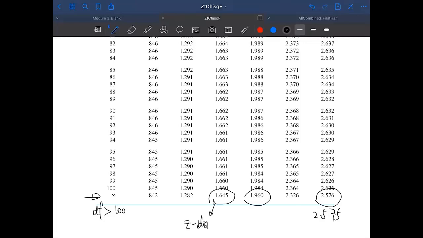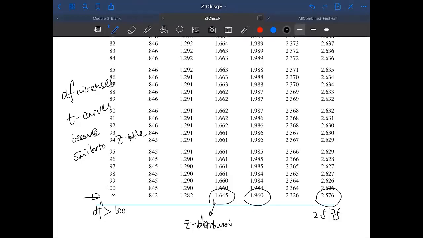So this comes from the Z distribution. What does it imply? When the degrees of freedom is really high, anything more than 100, the numbers, the scores, or multipliers you get from the t table are actually the same as the Z distribution. You probably have already heard me say in the videos that when the degrees of freedom increases, the t curves become similar to the Z curve. So as the degrees of freedom goes up, the t distribution becomes closer to the Z distribution, right?